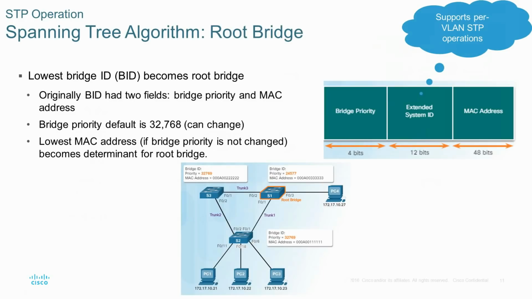As I told you, first it will check the priority value. The lowest priority is always elected as the root bridge. By default the bridge priority of all switches is 32768, but it can be changed. You can change the bridge priority of any switch and make it the root switch or root bridge. Root switch and root bridge are alternative names for the switch.